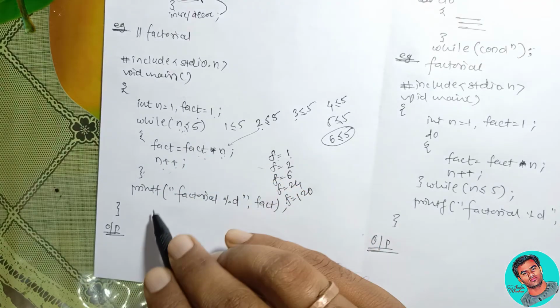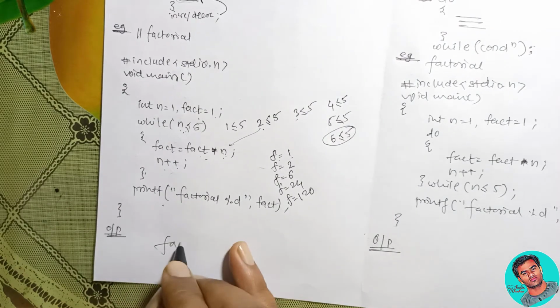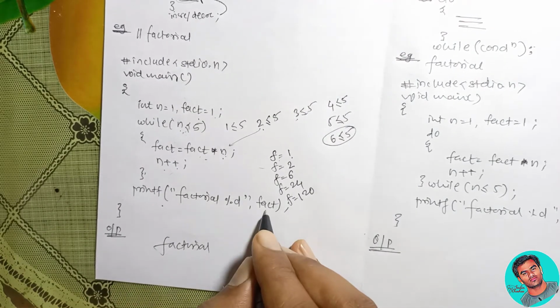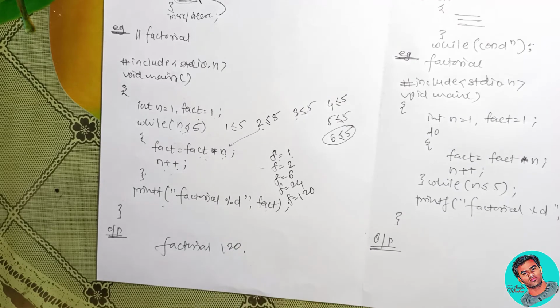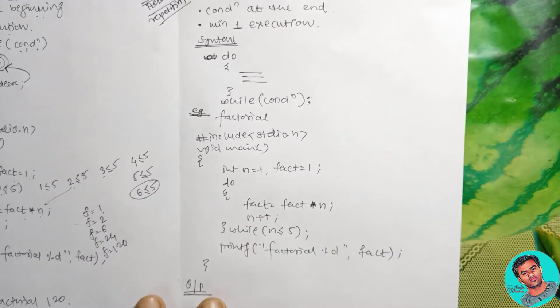The flow comes here, where there is a statement printing factorial with %d. So the output will be factorial, and the value of fact is 120. Okay, so that is the while statement. Now let's consider the do while statement and what the difference is.